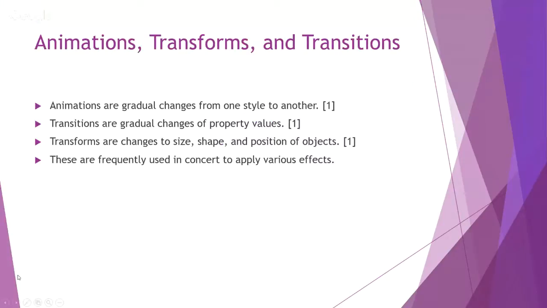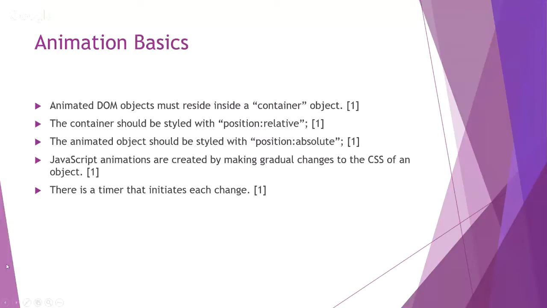So animations, transforms, and transitions, just a little information about them. Animations are gradual changes from one style to another. Transitions are gradual changes of property values. Transforms are changes to size, shape, and position of objects. They're frequently used in concert to apply various effects in combination to make things look really cool together.